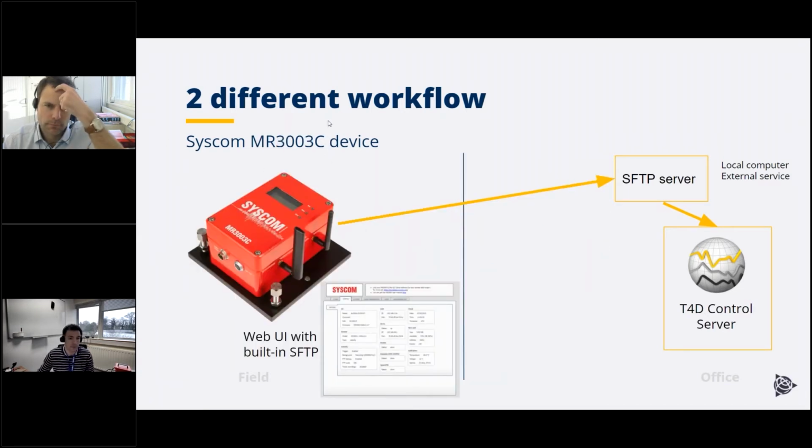The MR3000C is a little bit different. You have a web UI on the device and you can use port forwarding to connect, or you can connect remotely using a VPN or a fixed IP SIM card. Then you can transfer the data directly to the SFTP server at the IP of your server, and it will transfer the data there. For this, you don't need any fixed IP on the device itself. And then T4D in the same way will collect the data and display, report and analyze it.